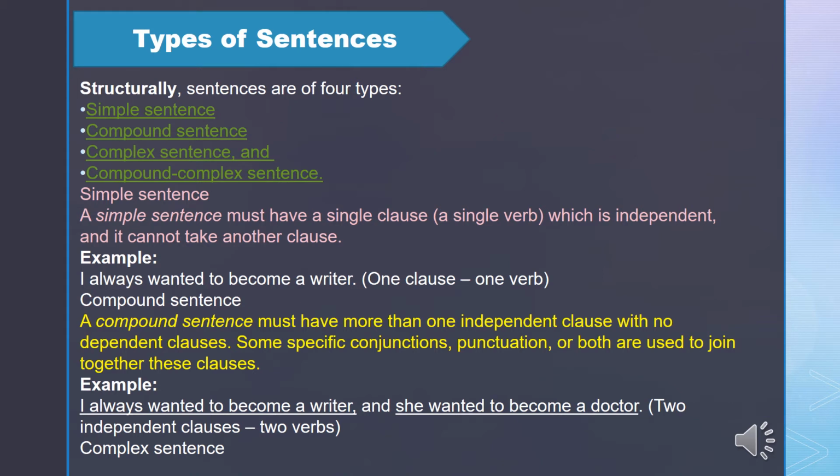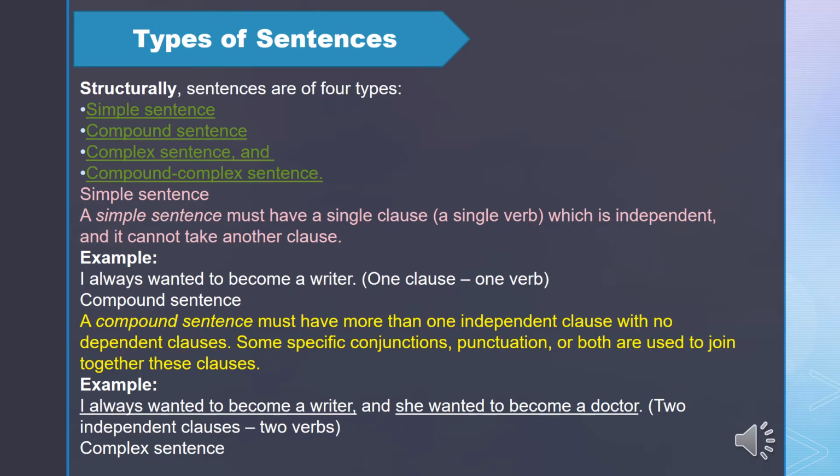Simple sentence. A simple sentence must have a single clause, a single verb, which is independent, and it cannot take another clause. For example, I always wanted to become a writer. So we can see that there is only one clause in the sentence and there is only one verb, that is wanted.